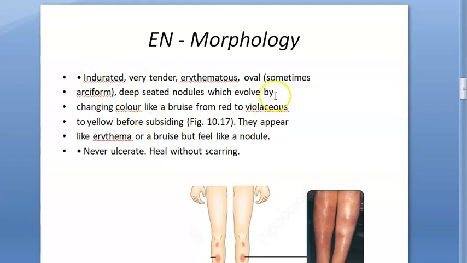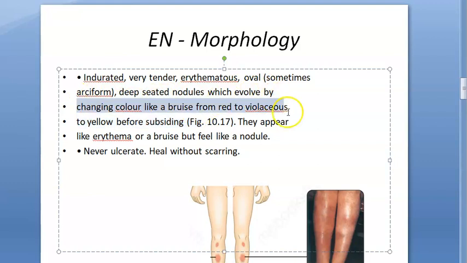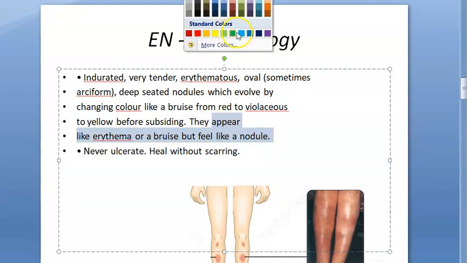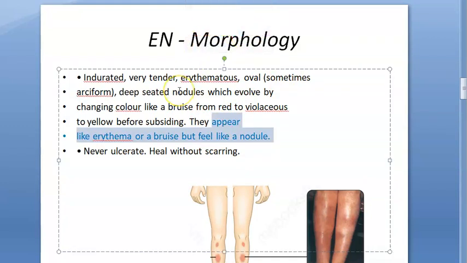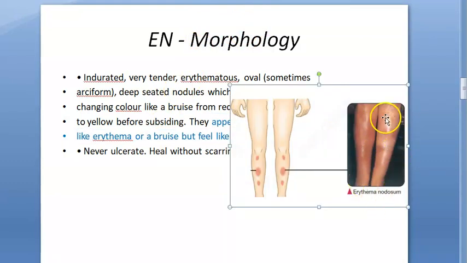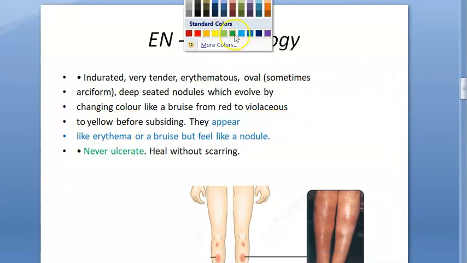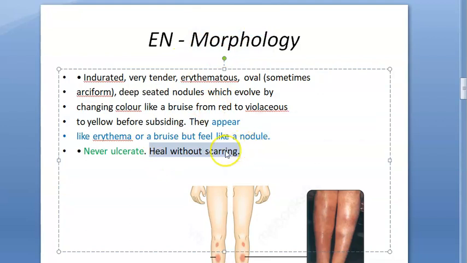Now, what will you see in these people? Indurated, very tender, erythematous, oval, sometimes arciform, deep-seated nodules which evolve by changing color like a bruise, from red to violaceous to yellow before subsiding. They appear like erythema or a bruise, but they feel like a nodule. They look red like a bruise, but when you touch, it feels like a nodule. So better felt. They will not ulcerate, that is so good of them. They heal without scarring spontaneously.